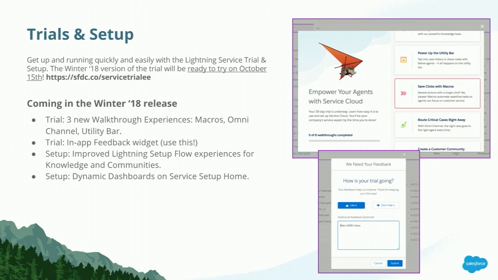So in the new trial, we're going to have 3 additional walkthrough experiences around macros, omnichannel, and utility bar. We also provided an in-app feedback widget so that you can give us that feedback. I'm also going to show you some of the setup home, and the dynamic dashboards that we provide there. So without further ado, let's jump straight into a demo.